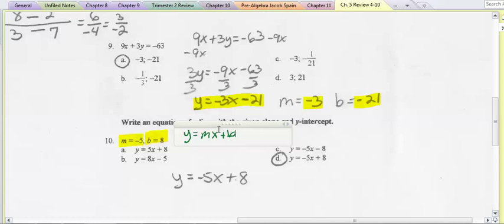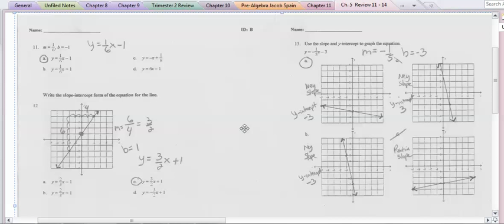Slope-intercept form. We're just inserting our slope, which is negative 5, and inserting the 8. And so now we look at our answer choices, and it's D. Okay. Next problem. Okay, number 11.